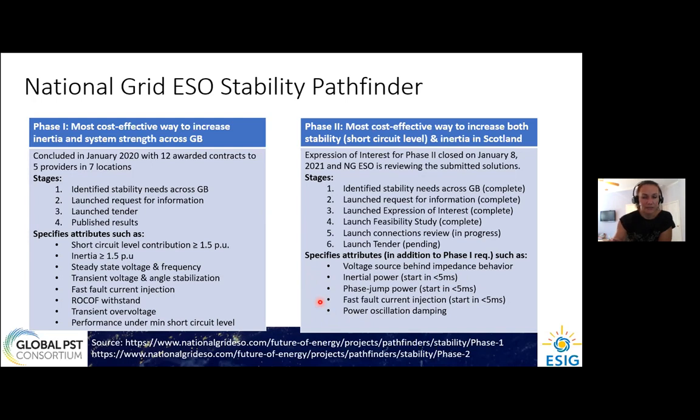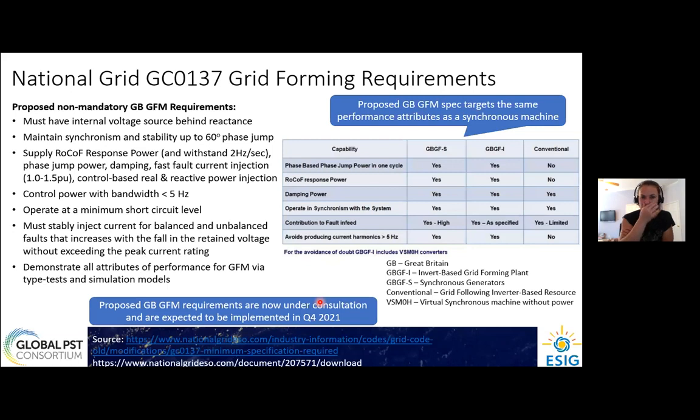This phase attracted, if I remember correctly, more than 1,000 different options and proposals, and so National Grid had real trouble going through and evaluating all these proposals. It's a little bit delayed because of that, and I think it's expected to conclude by the end of this year, but I'm not quite sure, so don't quote me on that.